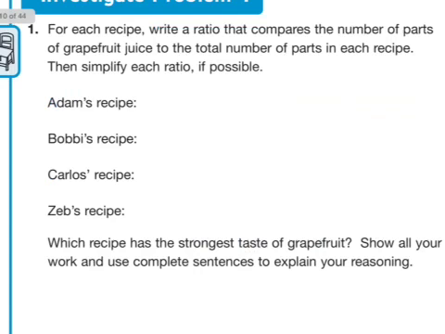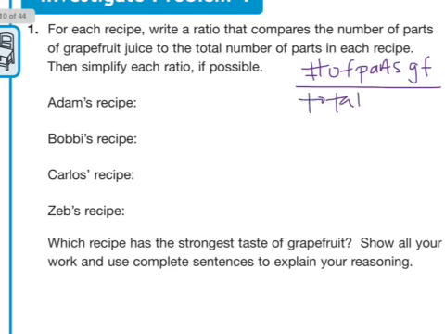Check your answers. For each recipe, write a ratio that compares the number of parts of grapefruit juice to the total number of parts in each recipe. Then simplify each ratio if possible. So you're going to want to write, I'll do a legend for you, go back to your recipes: number of parts grapefruit over total parts. All right, go back and do that.